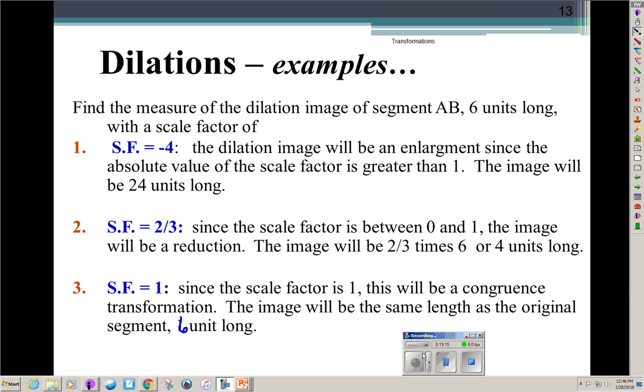And that does it. So whatever the transformation is, move the figure according to the directions, and you will end up with the new image.